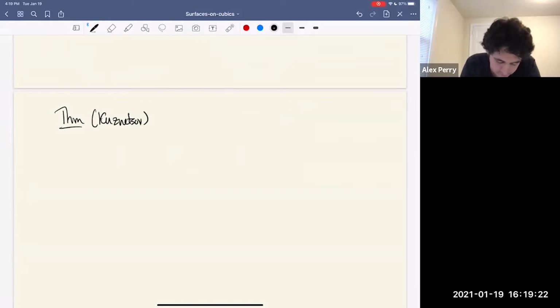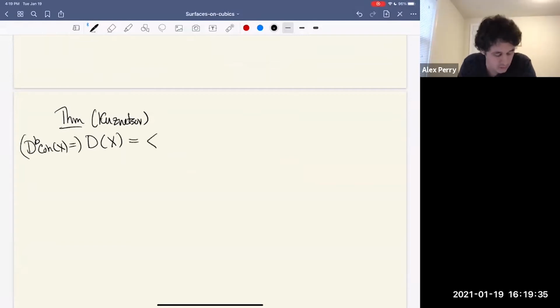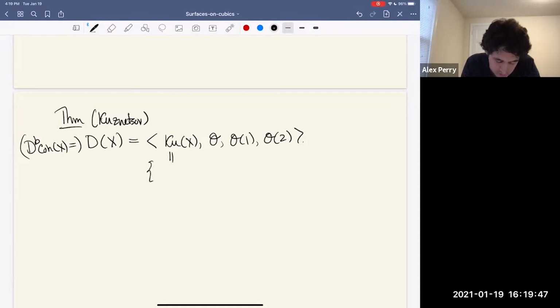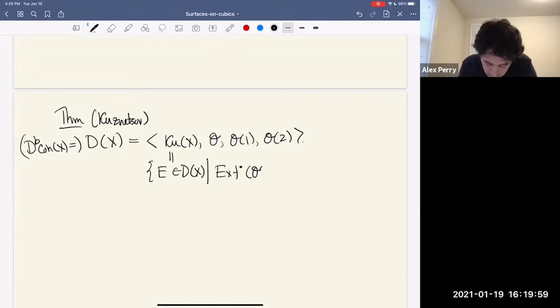What it says is that we can look at D of X, where X is our cubic fourfold. D denotes the bounded derived category of coherent sheaves on X. The statement is that this has a semi-orthogonal decomposition of the following form. There are 3 line bundles, O, O of 1 and O of 2, and then the component orthogonal to those. If you don't know about semi-orthogonal decompositions, just very explicitly, this Q of X, the Kuznetsov component, is by definition the full subcategory of all E such that there are no Ext from O of i into E, for i equals 0, 1, or 2.